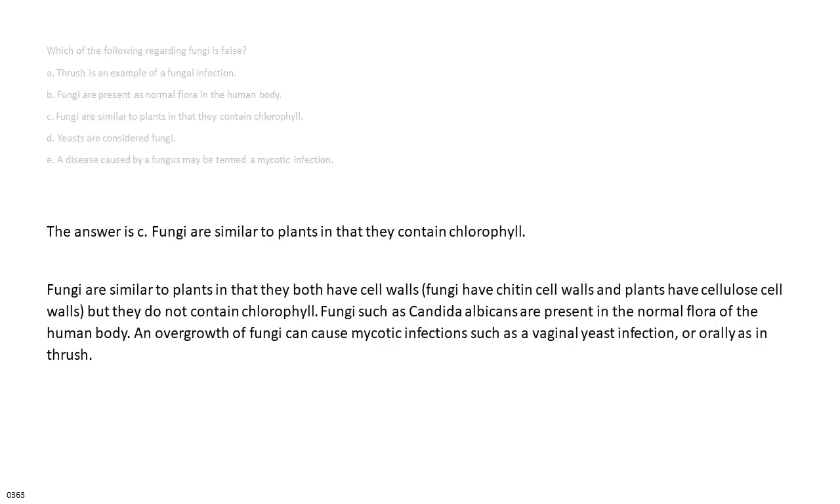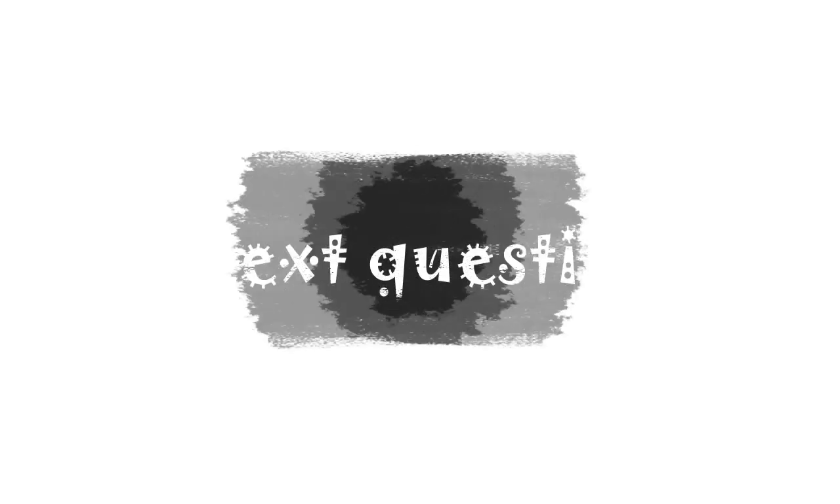The answer is C. Fungi are similar to plants in that they contain chlorophyll. Fungi are similar to plants in that they both have cell walls. Fungi have chitin cell walls and plants have cellulose cell walls, but fungi do not contain chlorophyll. Fungi such as Candida albicans are present in the normal flora of the human body. An overgrowth of fungi can cause mycotic infections such as a vaginal yeast infection, or orally as in thrush.